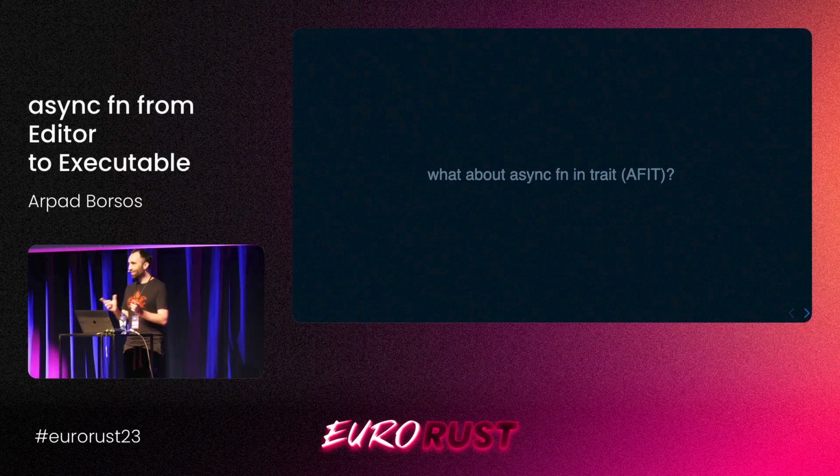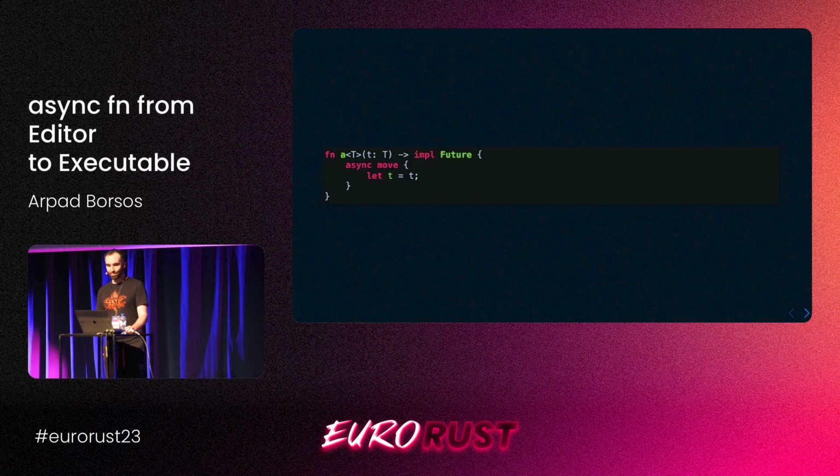So there are transformations in the compiler and in some macros that, well, break this rule a little bit. All right, enough from this small detour. Let's get back to our async function, or rather our function returning an async block.